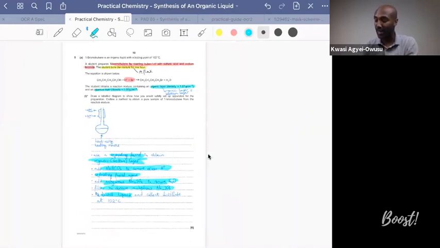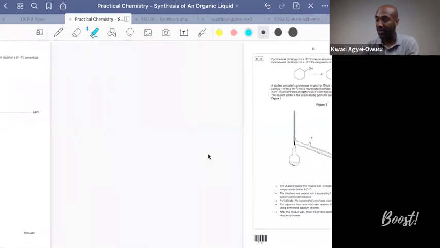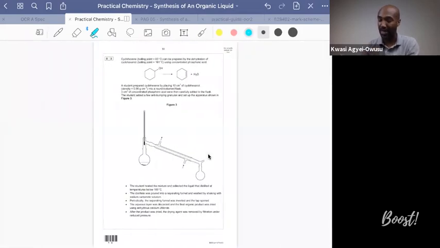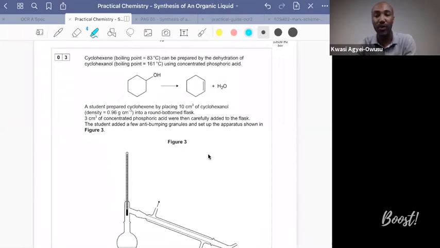Let's have a look at another question that tests in a bit more detail our understanding of different steps in the synthesis of cyclohexane. Okay, so in this question, and this is not an OCR question, but it could just as easily be asked. We're looking at cyclohexane, which boils at 83 degrees C, and we're told it can be prepared by the dehydration of cyclohexanol using conc phosphoric acid. Okay, so we've just seen an example a few minutes ago.